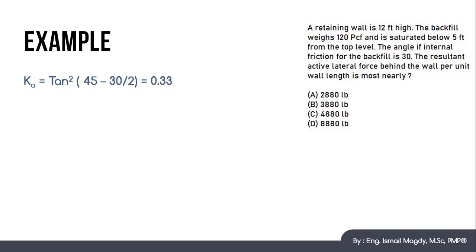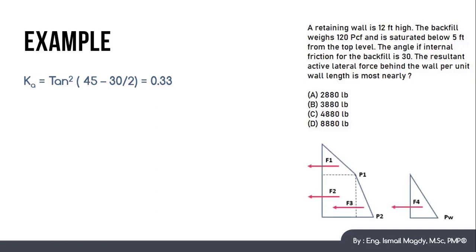Second step, we will start drawing our horizontal pressure behind the wall. It will look like this. We have here P active 1 and here P active 2. P active 1 will stop at the level of the water, and P active 2 is the total at the bottom of the 12 feet. And of course we have the triangle for the P water, the horizontal pressure of the water.